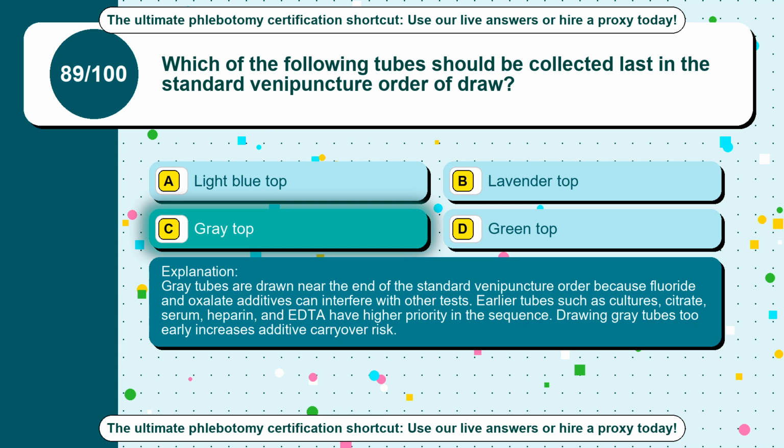Gray tubes are drawn near the end of the standard venipuncture order because fluoride and oxalate additives can interfere with other tests. Earlier tubes such as cultures, citrate, serum, heparin, and EDTA have higher priority in the sequence. Drawing gray tubes too early increases additive carryover risk.